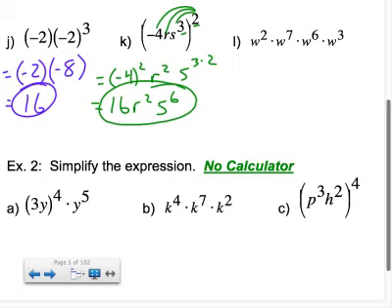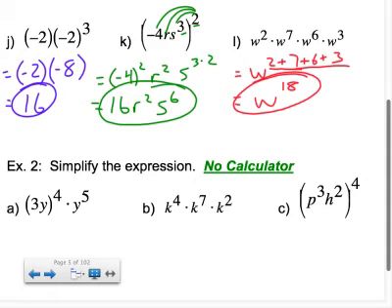And finally, in part L here, all you're going to do is add your exponents. So you have w to the 2 plus 7 plus 6 plus 3. That's w, let's see here, that's 9, 15, 18. Done. Okay.